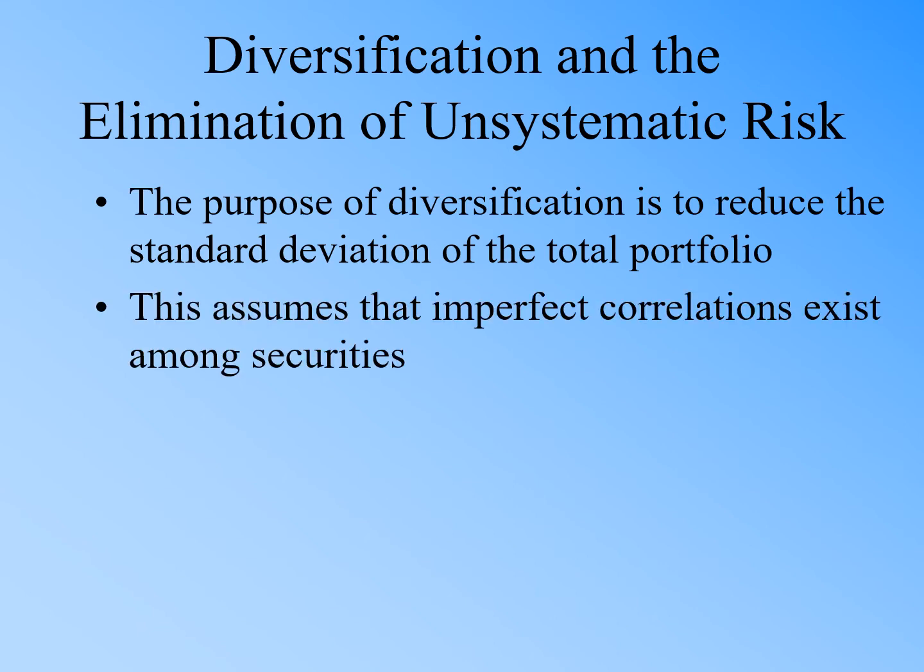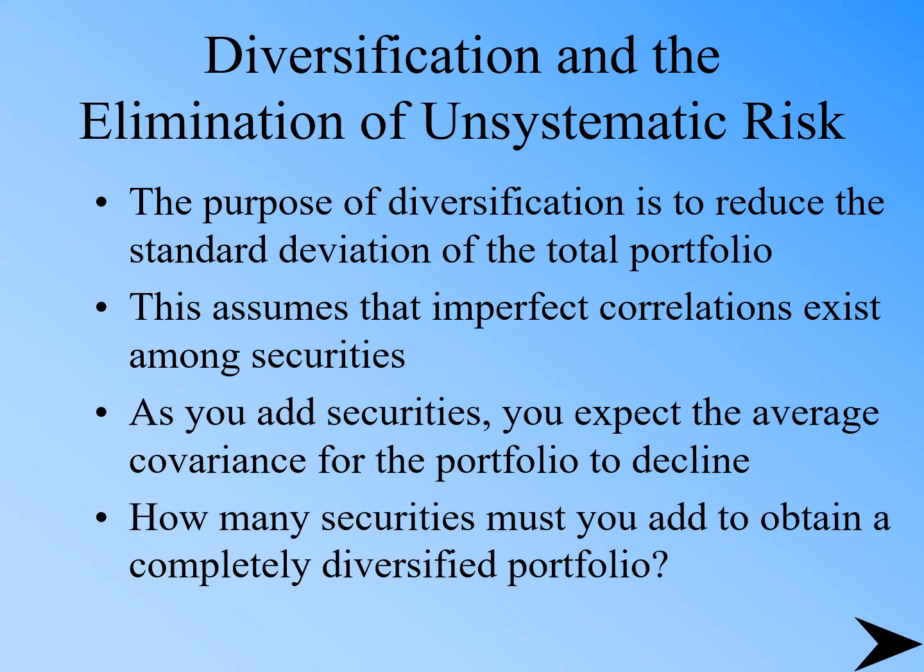Diversification and elimination of unsystematic risk. The main purpose of diversification is to reduce the standard deviation or risk of the total portfolio. This assumes that imperfect correlations exist among securities. So as you add securities, you expect the average covariance for the portfolio to decline. So here is the question: how many securities must you add to obtain a completely diversified portfolio?